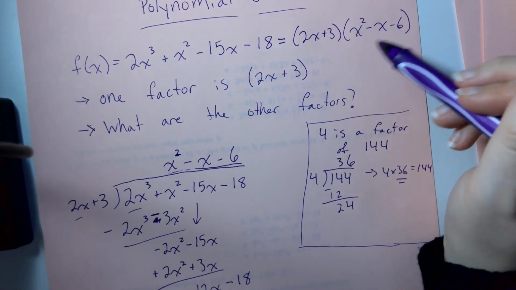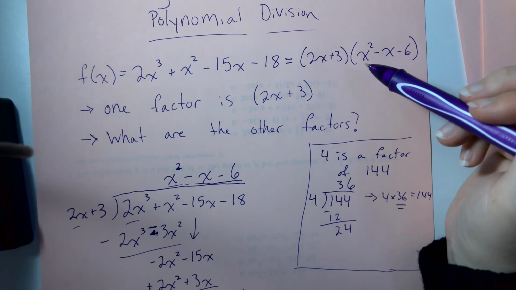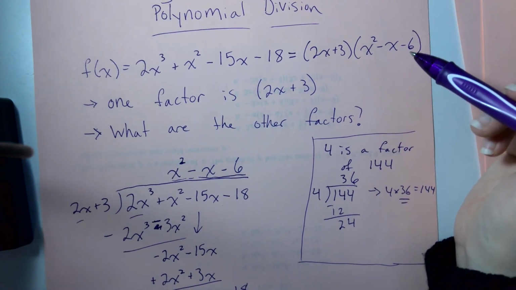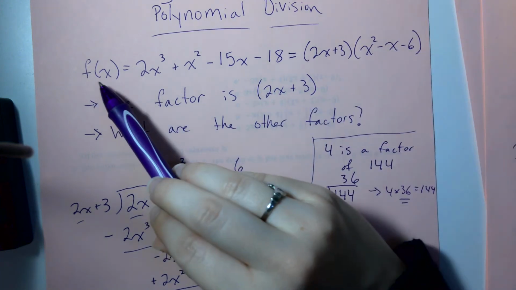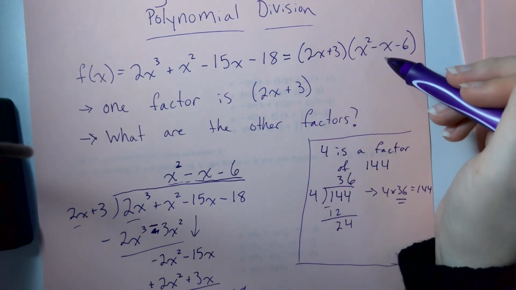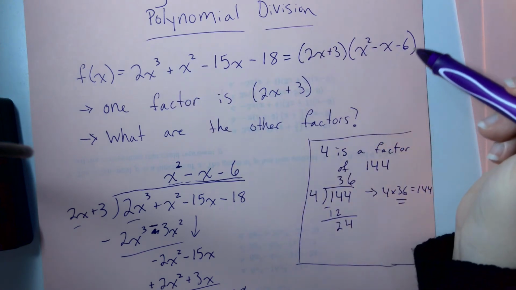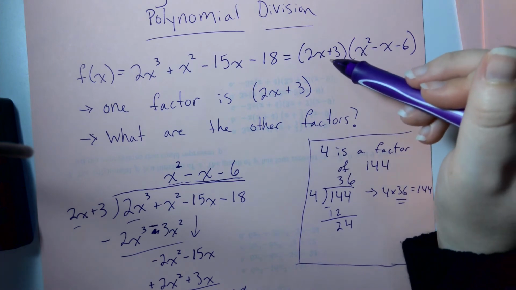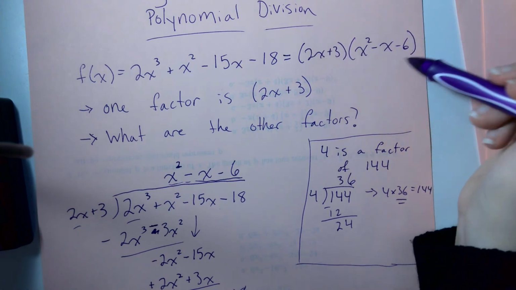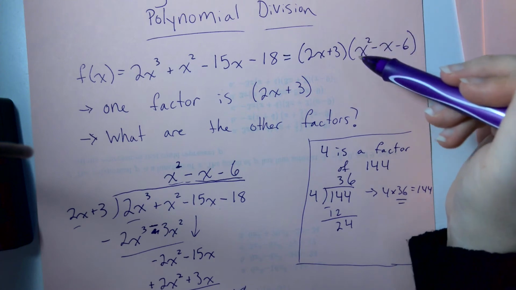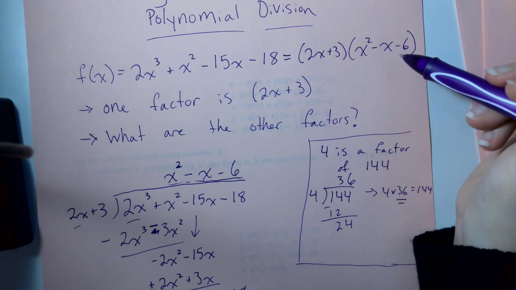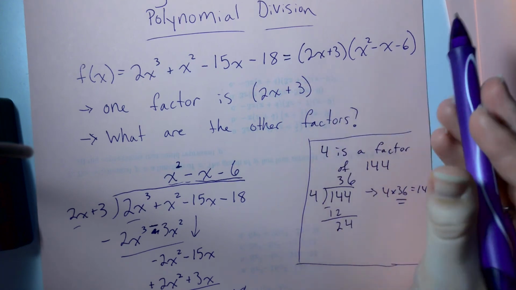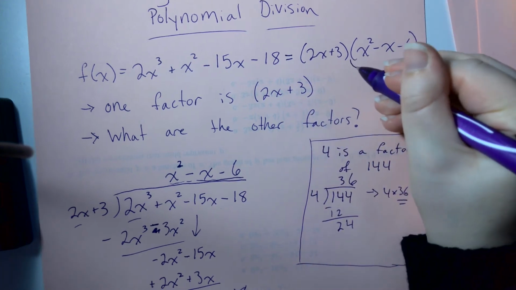Now, this could be your final answer depending on what the question is asking. On a test, for example, it might ask you to write f of x as a product of linear factors. This is writing f of x as a product of two factors, but this factor is linear and this factor is quadratic. So if we want to write it as a product of linear factors, we have to continue factoring this quadratic expression.